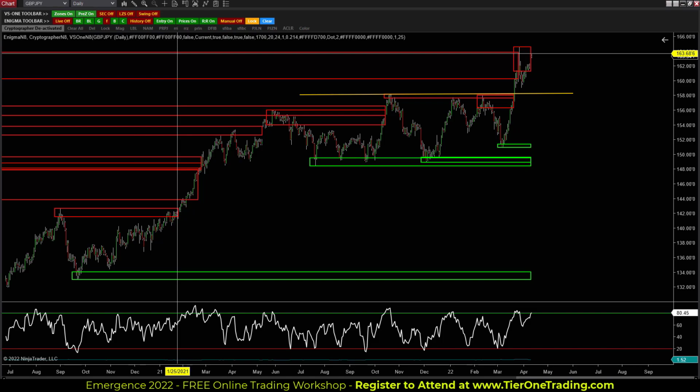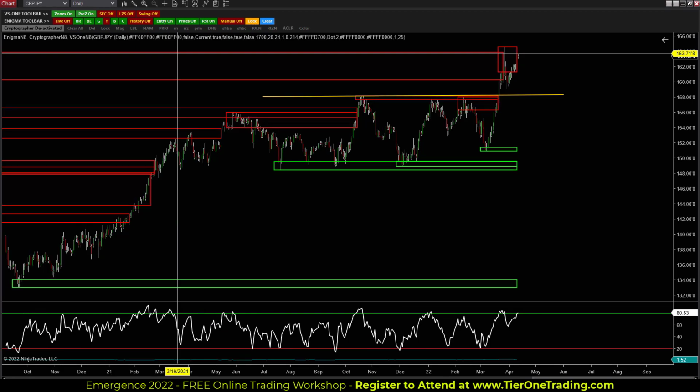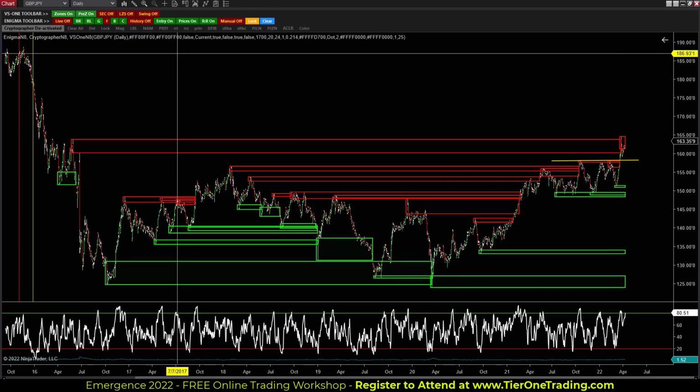We are not in the middle of nowhere, are we? Because there's a big red box, and we know that that big red box means that there's a previous level of structure. And you can see that we have not violated that previous level of structure. So I should probably zoom out and see where we're at.